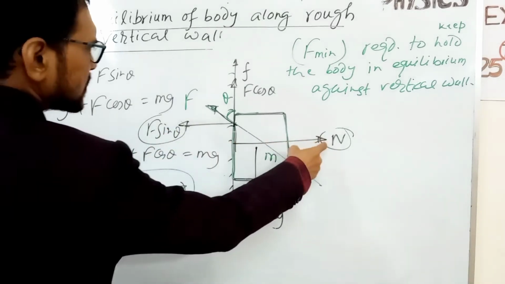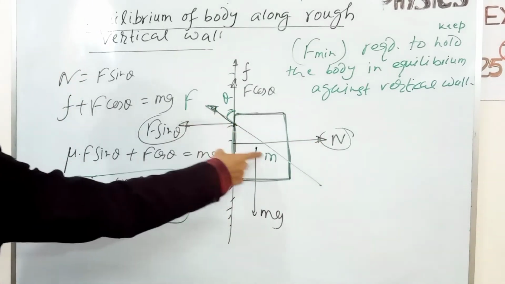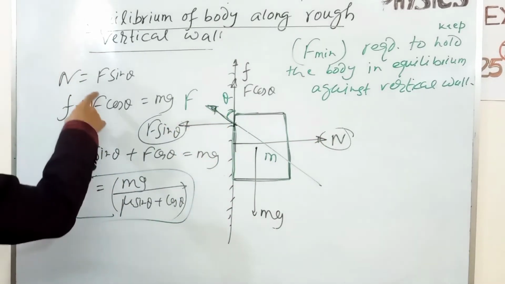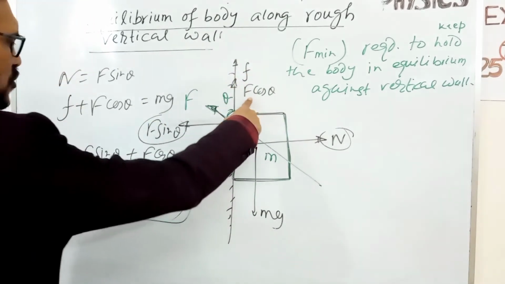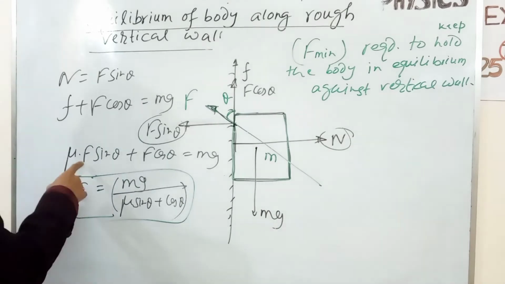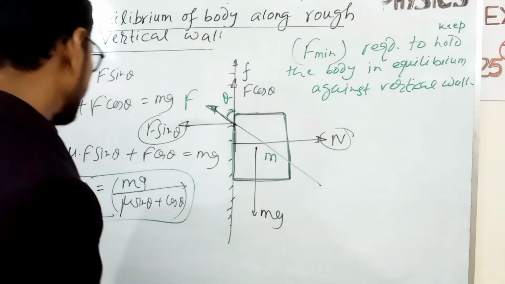F sin theta balances the N. Now friction force equals mu into N. Now friction force plus F cos theta balances the weight of the body. So from this equation we get F.